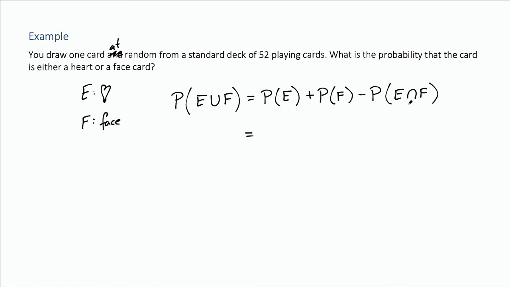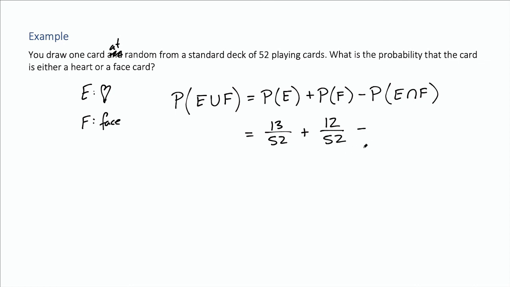So now we just go through and do each of these probabilities. The probability of drawing a heart: well, there are 13 hearts in the entire deck of 52 cards, so it's 13 out of 52. Plus the probability of drawing a face card. Well, there are 3 face cards in each suit, and there are 4 suits, so there are 12 total face cards. So 12 out of the 52 cards.